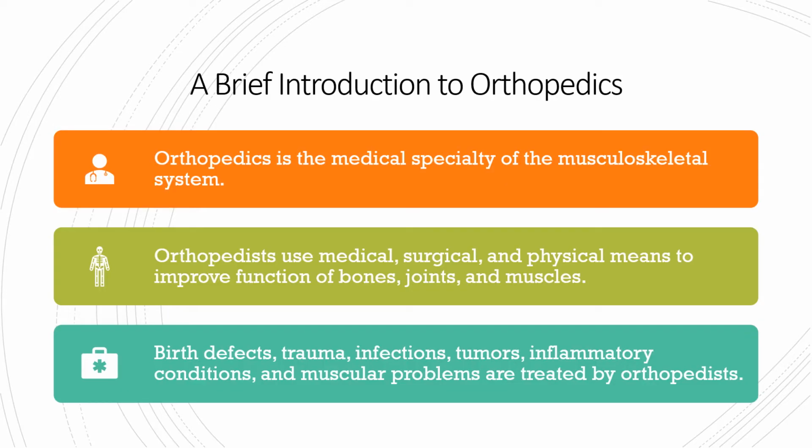So let me give you a brief introduction to orthopedics. Orthopedics is the medical specialty of the musculoskeletal system. So that includes muscles and bones. Orthopedics uses medical, surgical, and physical means to improve function of bones, joints, and muscles. Birth defects, traumas, infections, tumors, inflammatory conditions, and muscular problems are all treated by orthopedists.